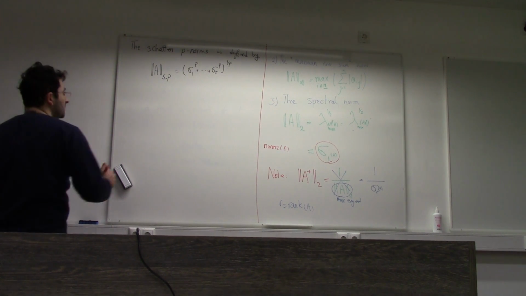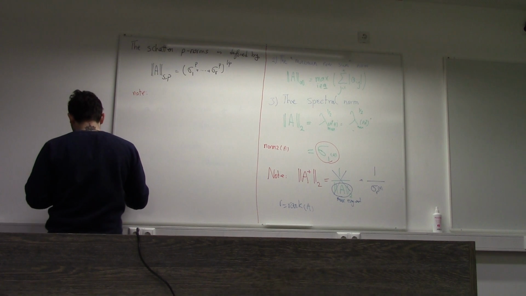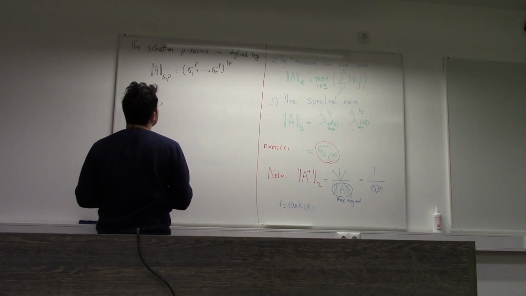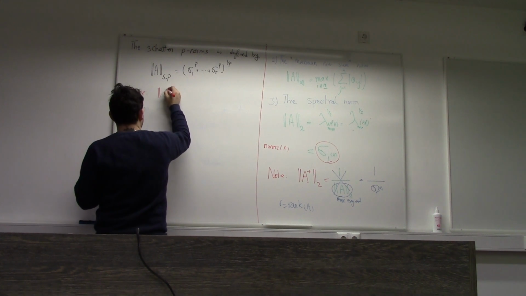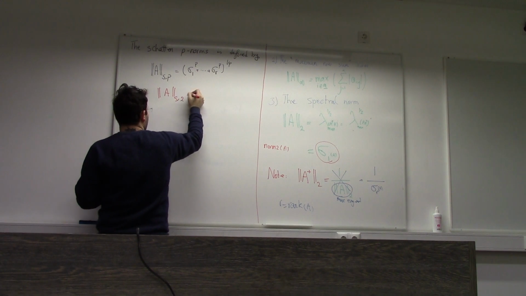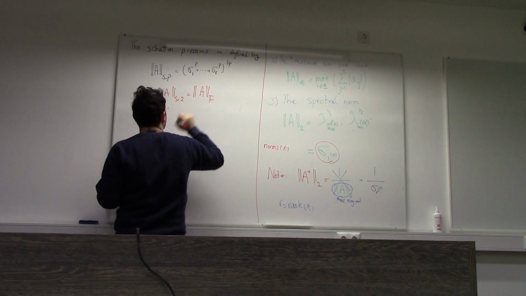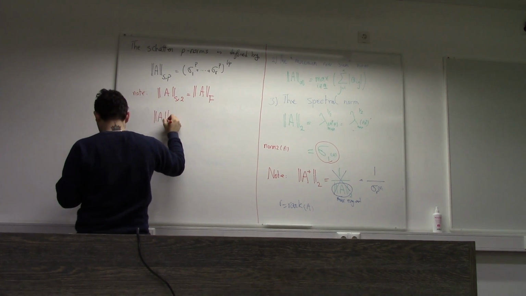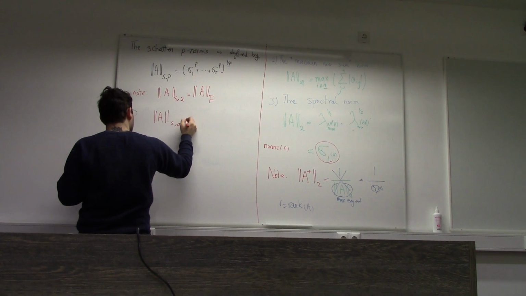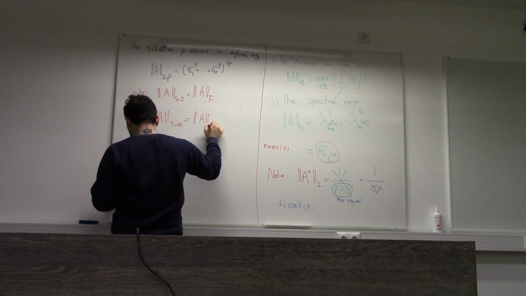Two very important notes. The Schatten two norm is the Frobenius norm, and the Schatten infinity norm is norm 2.